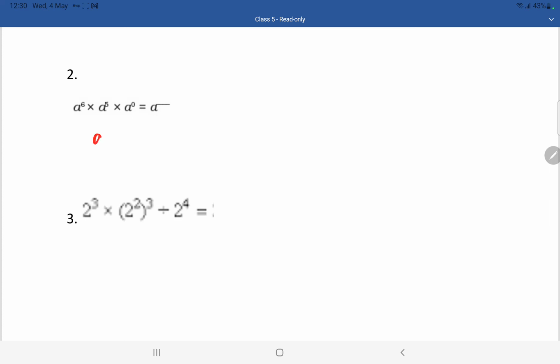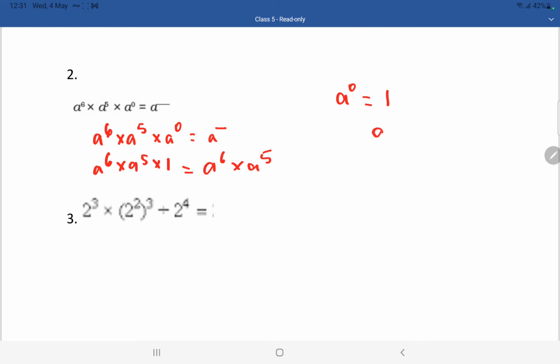If you just see, let me rewrite the question. A power 6 into a power 5 into a power 0 is equal to a power dash. Here which number will come? You should find out that one. I told you that anything power 0 is equal to 1. So I can write a power 6 into a power 5 into anything power 0 is 1. So I can write a power 6 into a power 5. I told you, according to this one, it is looking like this, no? A power m.